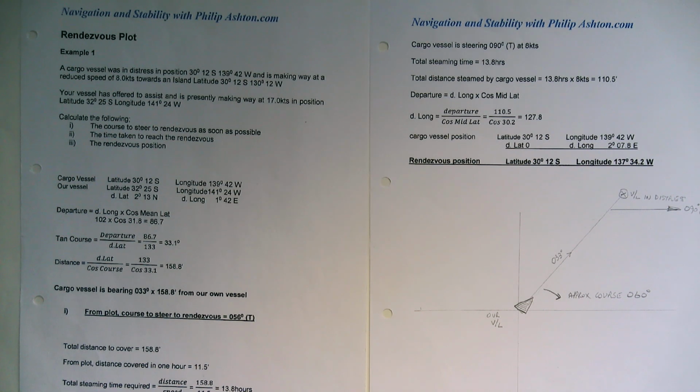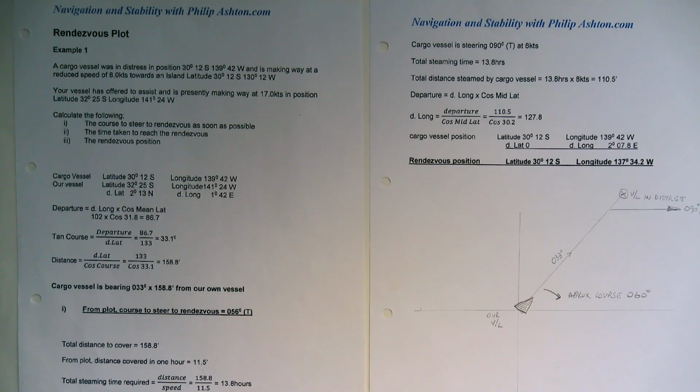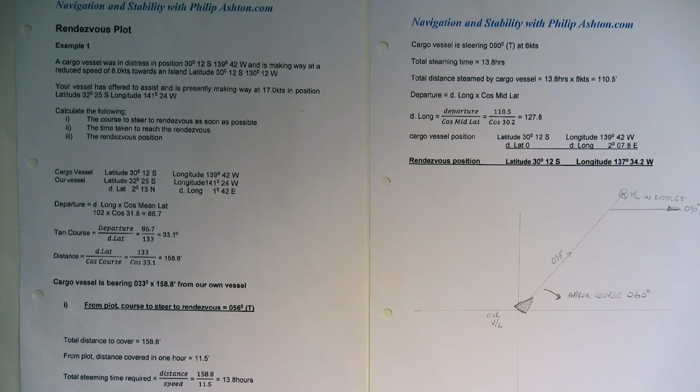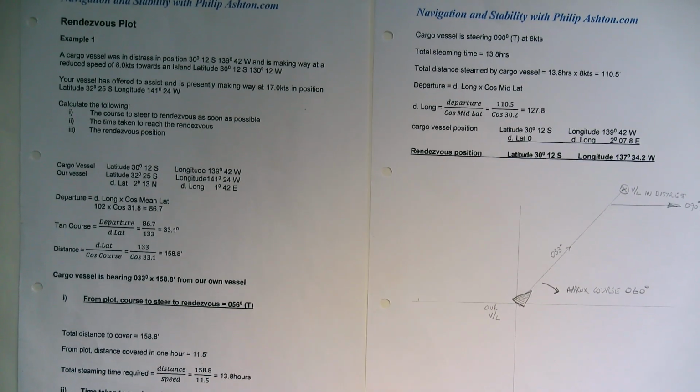We'll look at a rendezvous problem now, and the rendezvous plot will only be for a half hour because our speed is 17 knots, which is quite a large amount to put on a plotting sheet. But it doesn't make really any difference at all. Just got to remember when it's a half hour plot, everything has to be for half an hour.